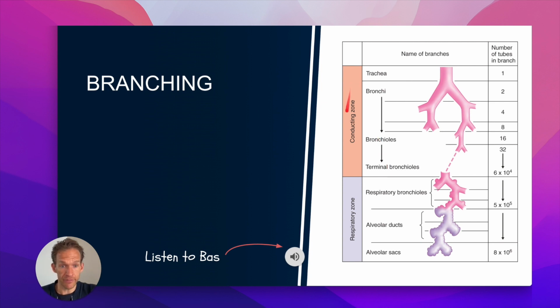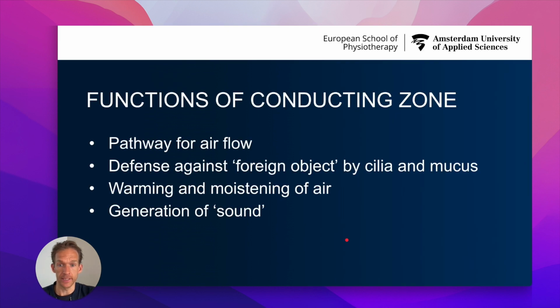In the other half of the picture, you can see the conducting zone, which means that these are the branches purely for the conduction of air. So only as a pathway for the air to flow. There's no exchange possible in this part of the respiratory system. The actual exchange happens in the respiratory zone, in the bronchioles, in the alveolar ducts, and in the alveolar sacs. In short, in the alveoli, that's where the real gas exchange occurs. We'll get back to that later.